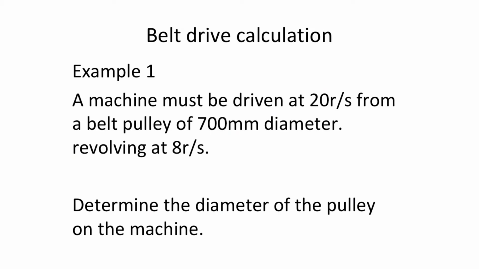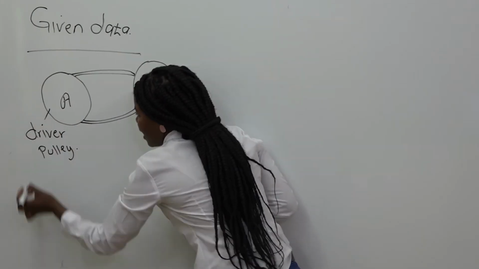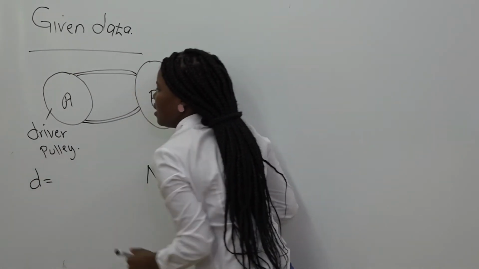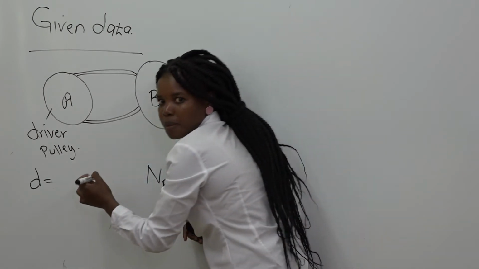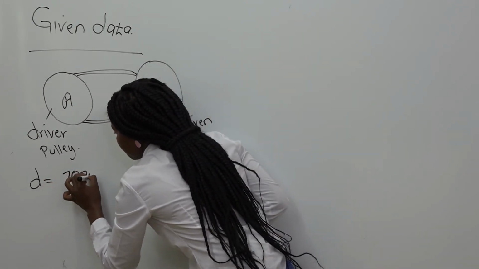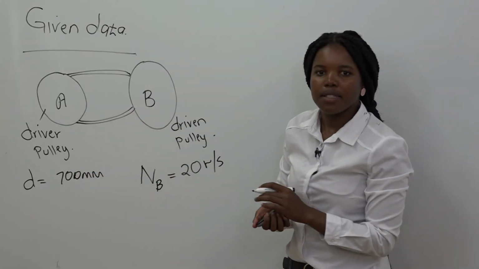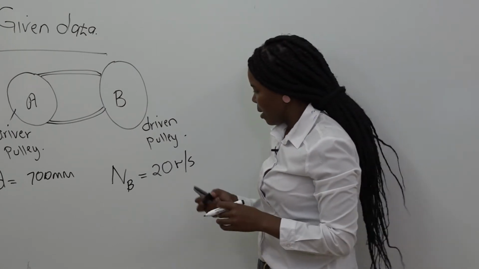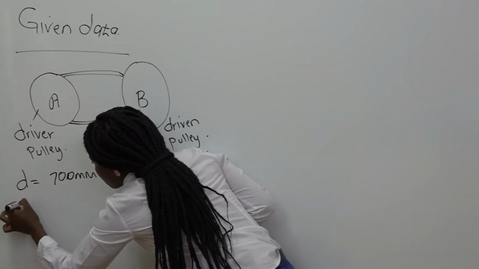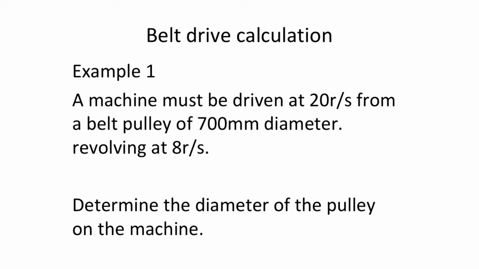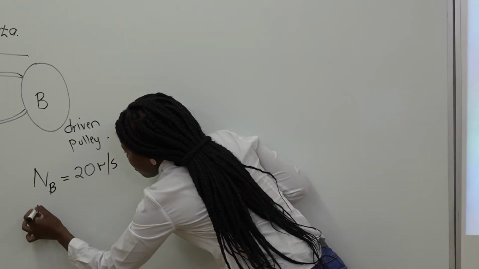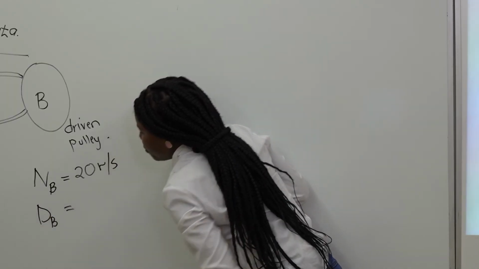And it says from a belt pulley of 700 millimeters, meaning the diameter of the driver pulley is given as 700 millimeters, and it says it is revolving at 8 revs per second, which is the speed. And then the question says, determine the diameter of the pulley on the machine, which will be the diameter of pulley B.